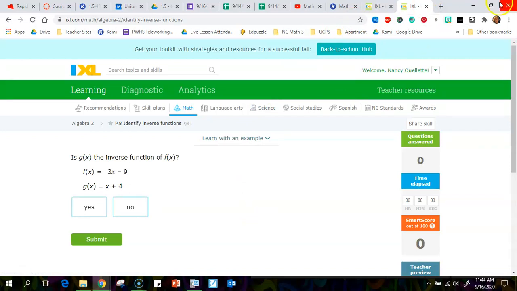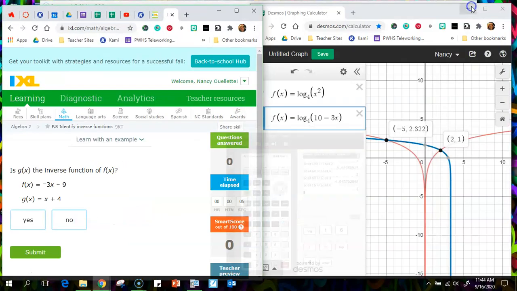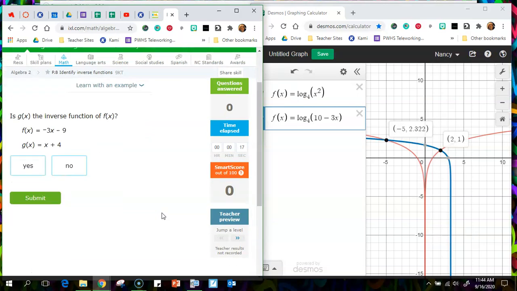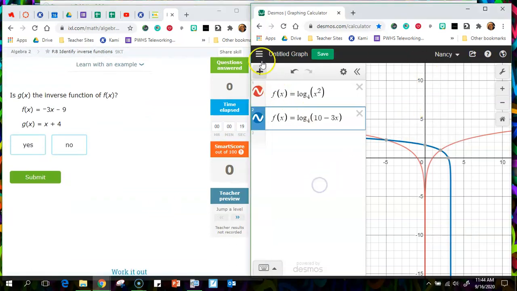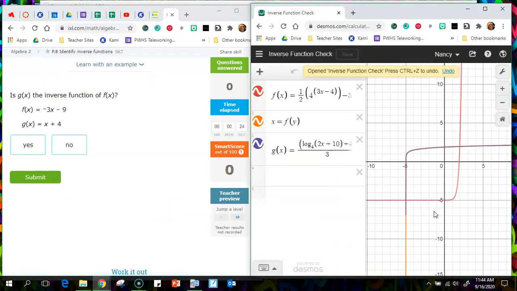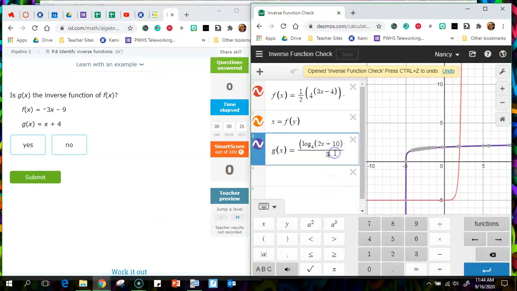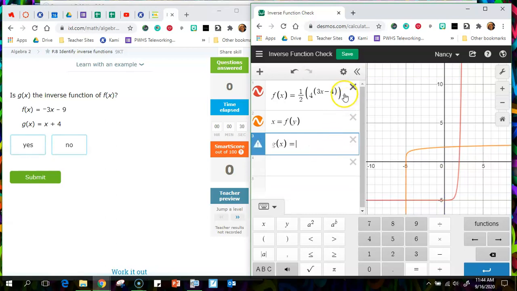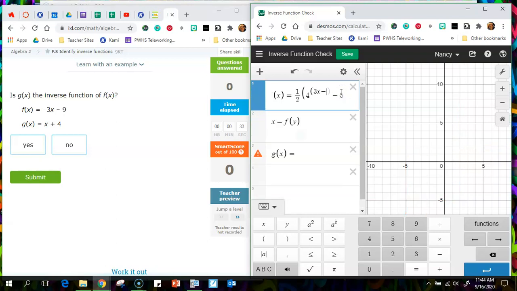I need to bring up Desmos. What we're doing is identifying whether these two functions are inverses of each other. I'm not going to reteach all this. I'm just going to tell you that you need to go over to Desmos and go to your inverse function check that I showed you. I've shown you several times already in live lessons. And if you don't know what you're doing, then you can go to one of the live lessons and watch it, because obviously you weren't there that day.